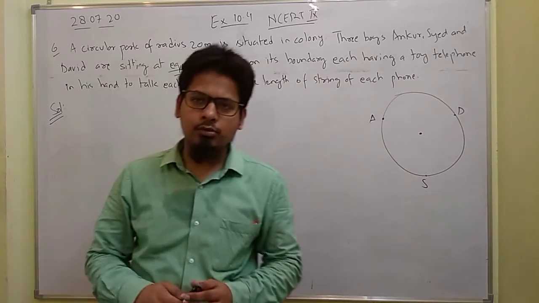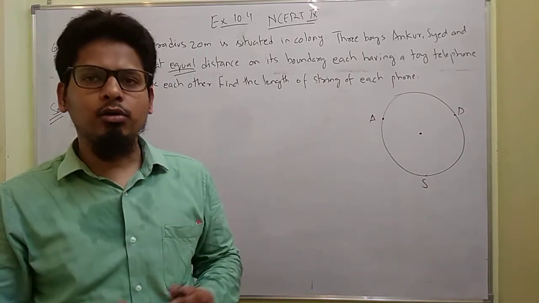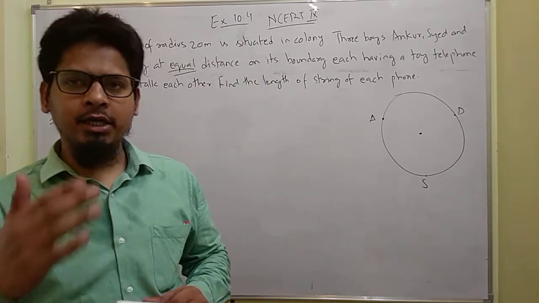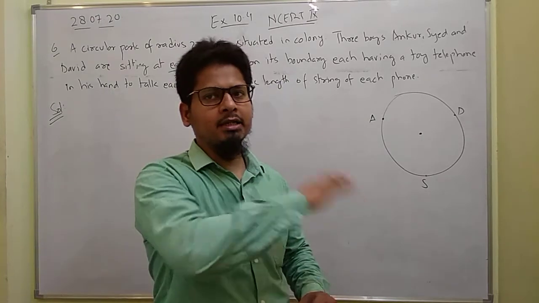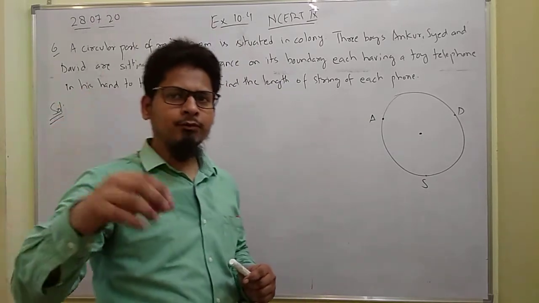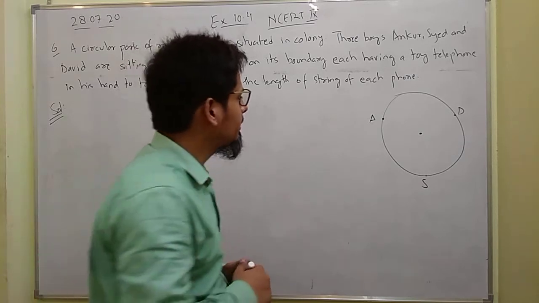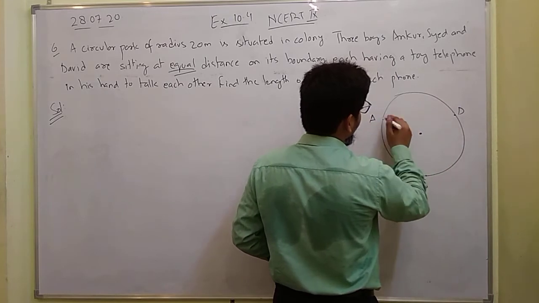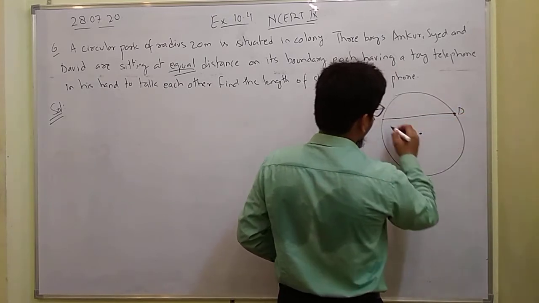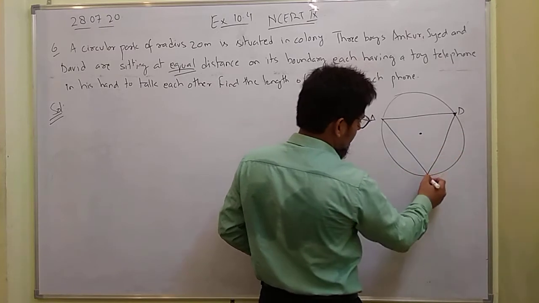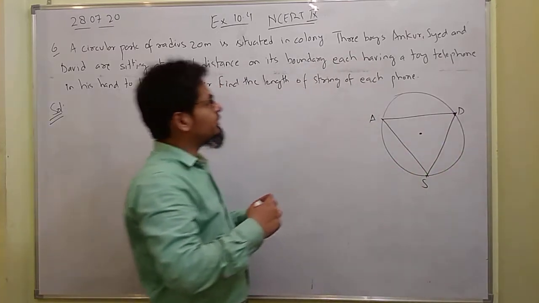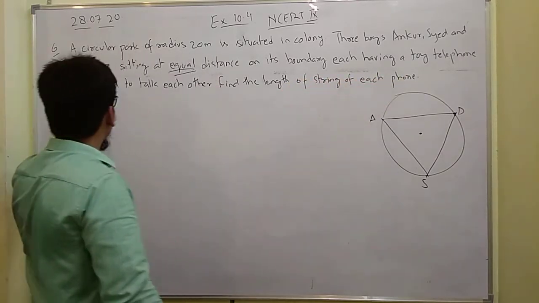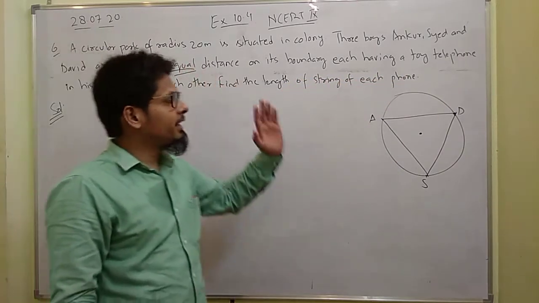And in this question, we will use the property of equilateral triangle, and firstly I will tell you some other things, then I will start the main problem. So this is the knowledge part that I am going to explain to you. You listen carefully. Now I join these. These are the lengths actually, but the question is saying each is having a toy telephone in his hand to talk to each other. What is the length of the string of each phone?